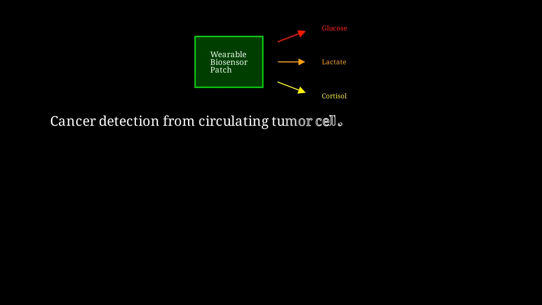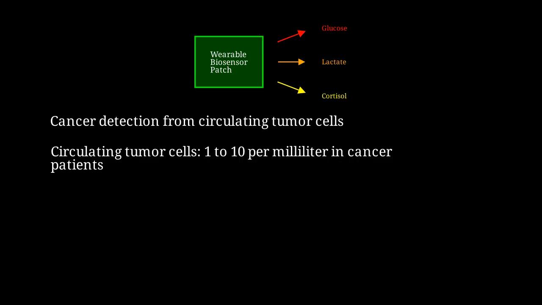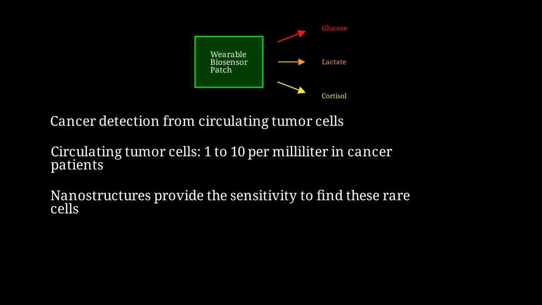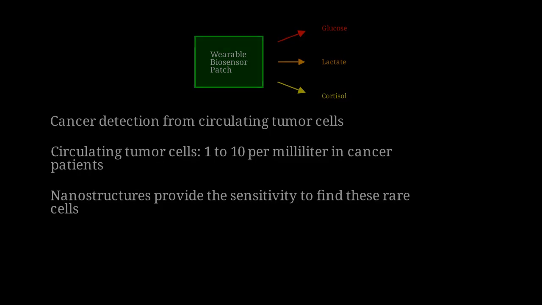Another exciting direction is early cancer detection from circulating tumor cells. Nanostructured chips can capture and analyze these rare cells from a simple blood draw. Cancer patients have just 1 to 10 circulating tumor cells per milliliter of blood among billions of normal cells. This is like finding a few needles in a massive haystack. Nanostructured surfaces with antibody coatings and optimized topography provide the sensitivity and selectivity to capture these rare cells, enabling early detection when treatment is most effective.